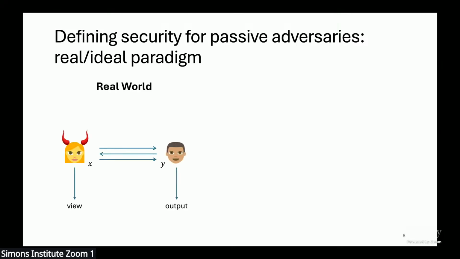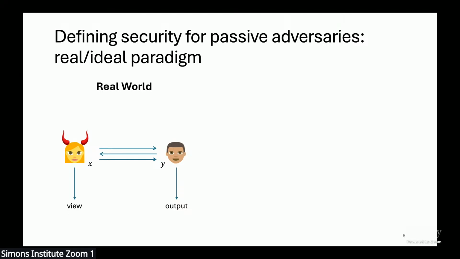So we use this real-ideal paradigm where on the one hand we have a real protocol. Here this is two parties, Alice and Bob, who are running some protocol with the inputs X and Y, and at the end of the day, the honest party, Bob here, will output something, and then the adversary will output something. But what we really care about when we're looking at what the adversary might learn is, okay, what has the adversary seen during this protocol? What are the messages it's seen, and what is its input? And this can all be captured by what we call the view of the corrupted party.